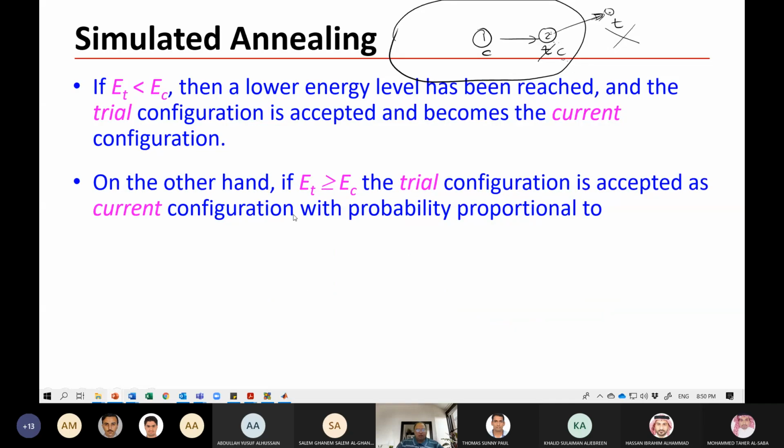On the other hand, if ET is greater than EC, the trial configuration could still be accepted with a probability proportional to e to the power minus delta E over the temperature T. So if the energy of this position is higher than the current, you can still accept it, but with a probability proportional to this value, as we will see later in detail.